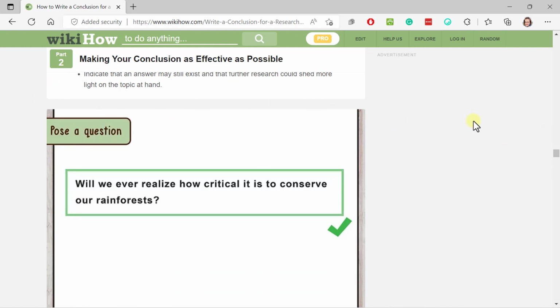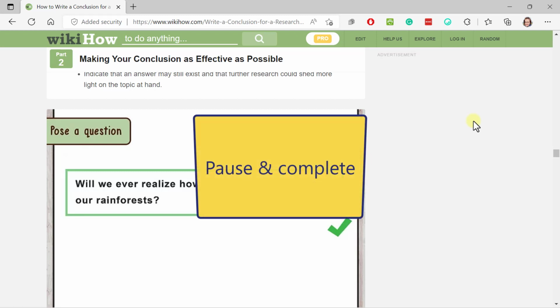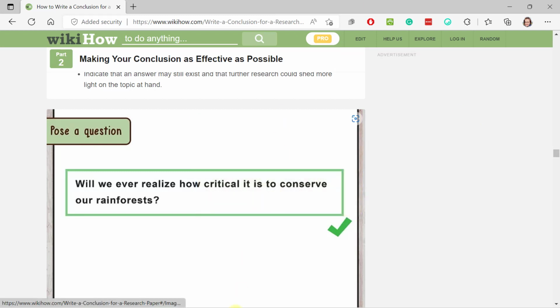So that can be part of bringing it full circle, is to actually pose a question. Will we ever get this right? Or will society ever wake up? Whatever. Or make a suggestion. It's like government needs to step in and help in XYZ. Right. So that's a nice way to do a conclusion.